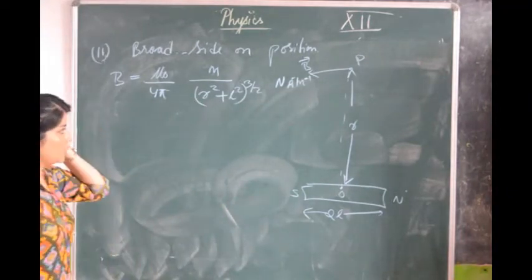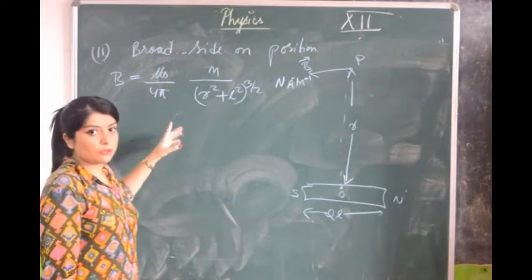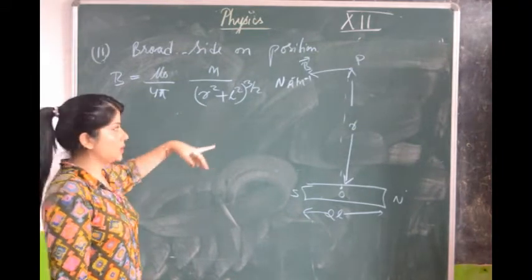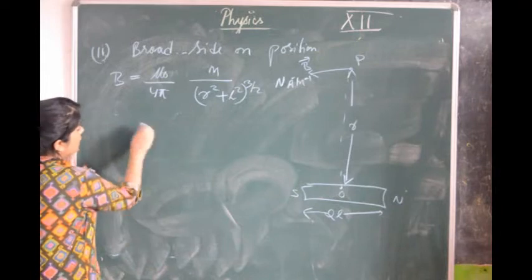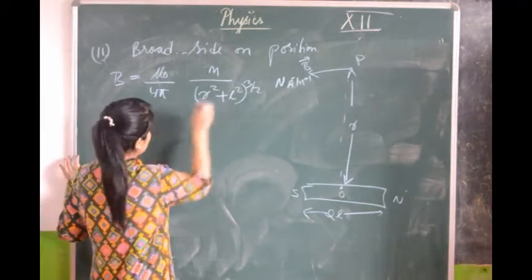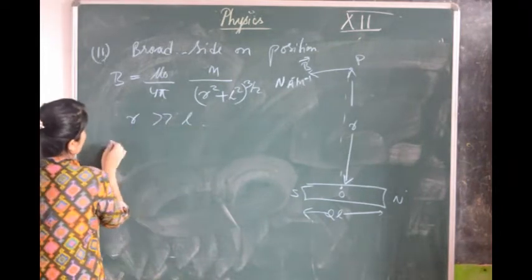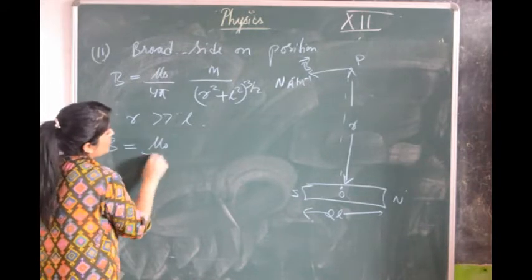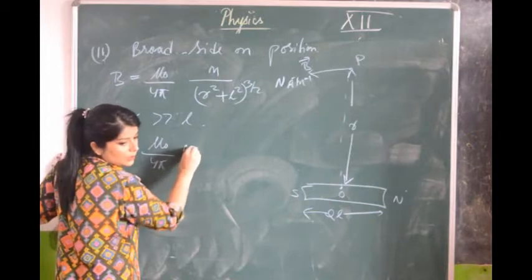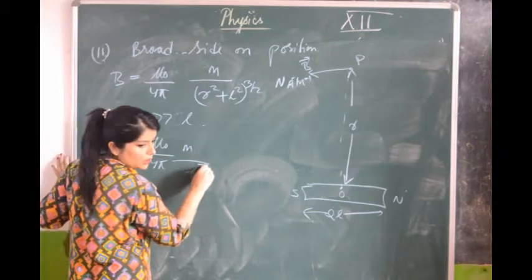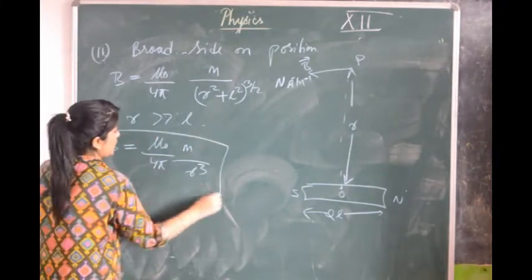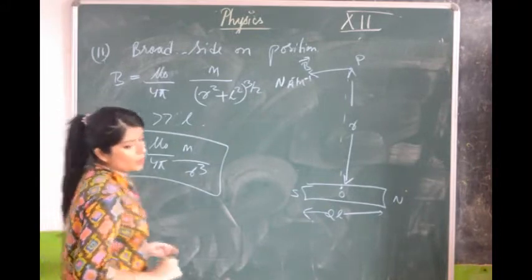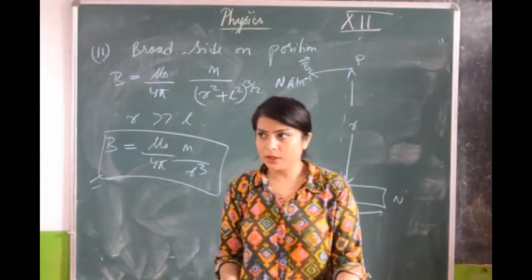This is what we have. Similar equation for the magnetic dipole moment at an equatorial point. Now similarly, when this distance r is way greater than L, we ignore that L. So it will be mu naught by 4 pi, m by r cube. This is what we get. This is for the equatorial point of the magnet.